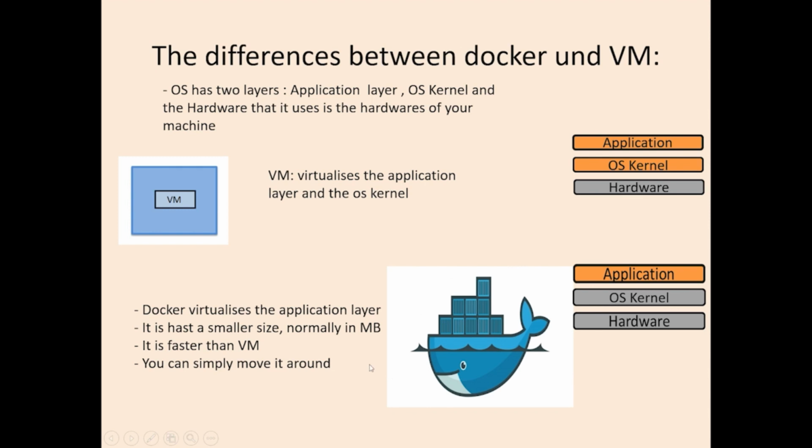The first one is that Docker has a smaller size. A Docker image is normally in megabyte size, but a virtual machine is in gigabyte size. Because Docker has a smaller size, it is also faster. It does not take too much time to start and run. It is easier than a virtual machine.